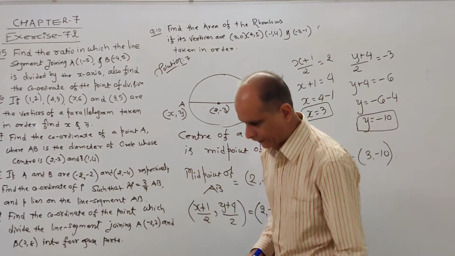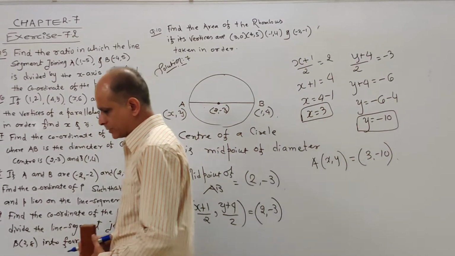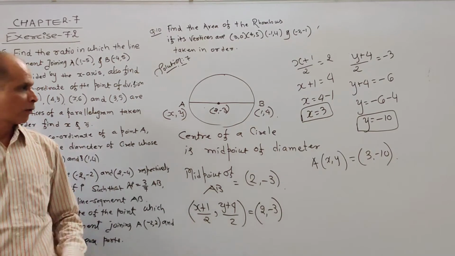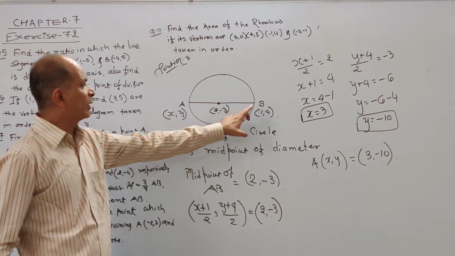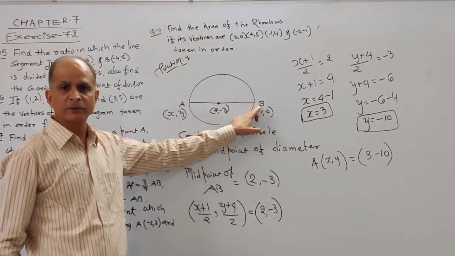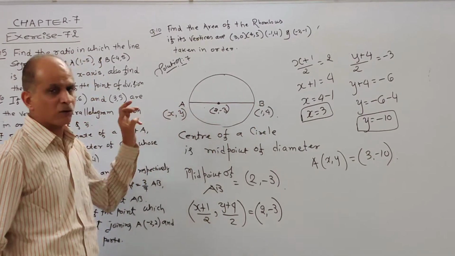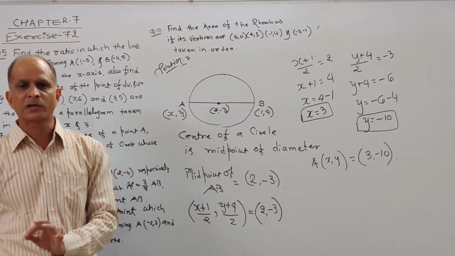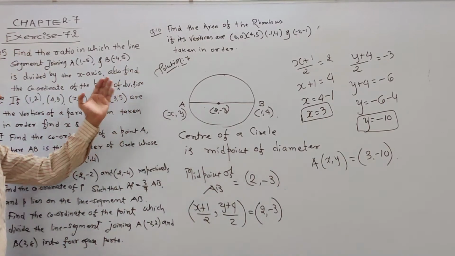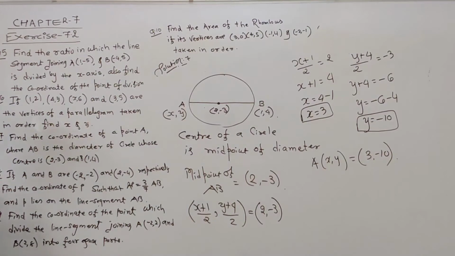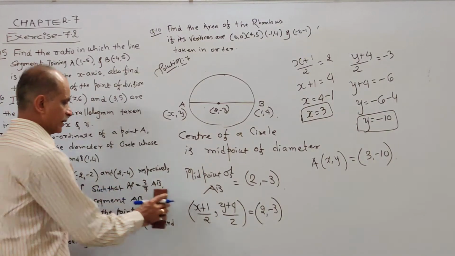So friends, one diameter is given to you. The coordinate of the center is given, and the coordinate of one point of the diameter is given. You have to find the coordinate of the other point A of the diameter AB. So this is about example number 7. Now let me start example number 8.